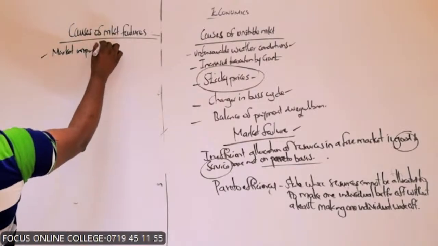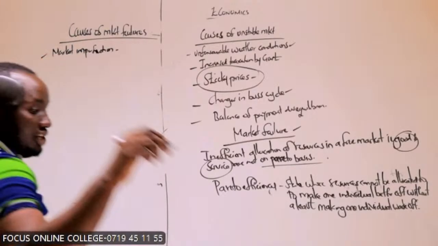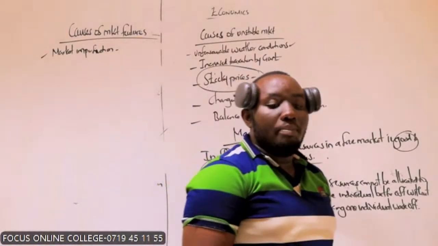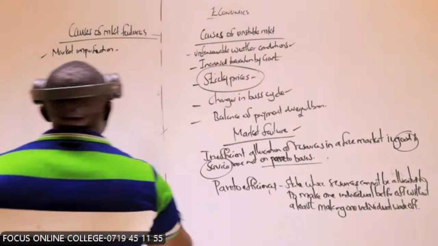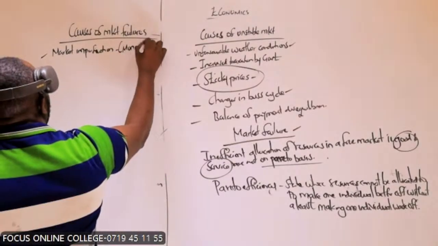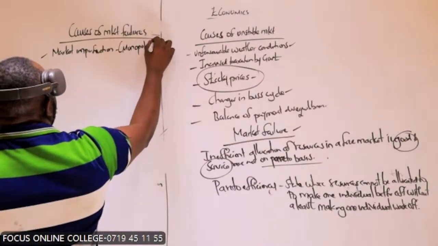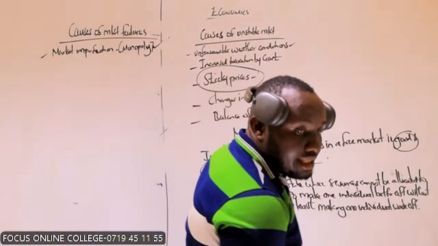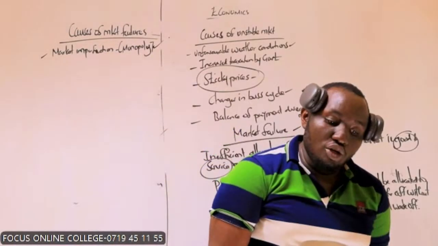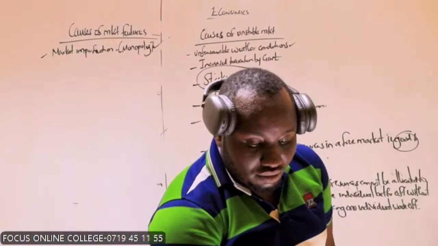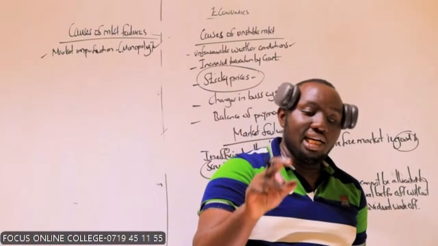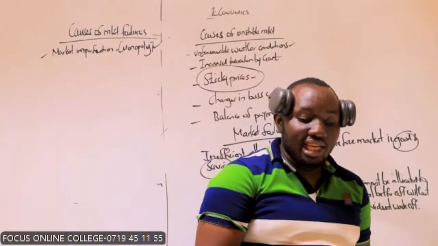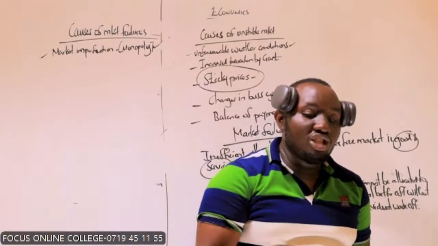One of the market imperfections is monopoly. I want to start by making a very interesting statement in microeconomics. Who can tell me what monopoly is? We simply have one seller selling a unique product without substitute.